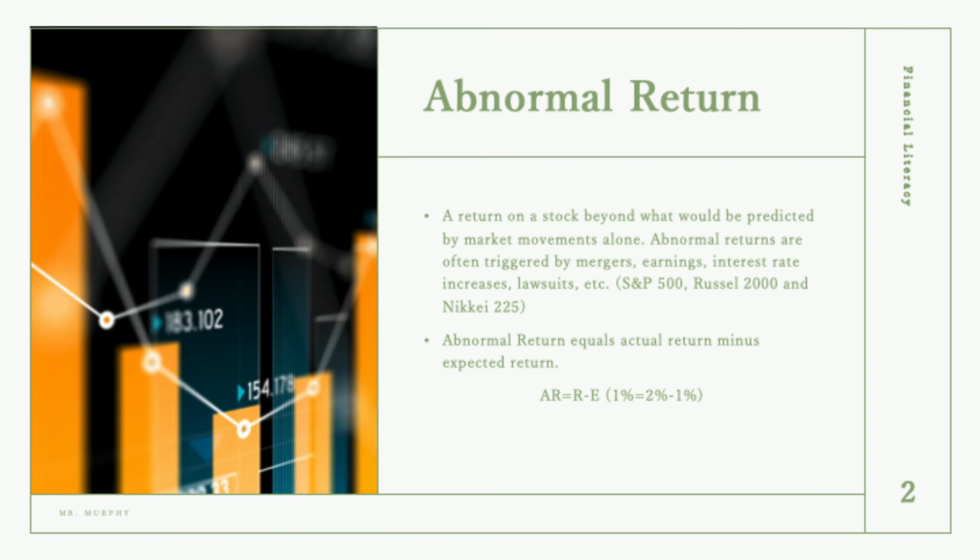Abnormal returns are equal to actual returns minus expected returns. So if you look at the bottom of the screen, you can see that I have a calculation. What you would do is take your actual return and subtract your expected return. Let's say we were pegging it to the S&P 500, and let's use a month time frame. Say the market you expected to move was 1%, but the market actually moved 2%. You would subtract 1% from 2%, and that would equal 1%. So your abnormal return would be 1%.